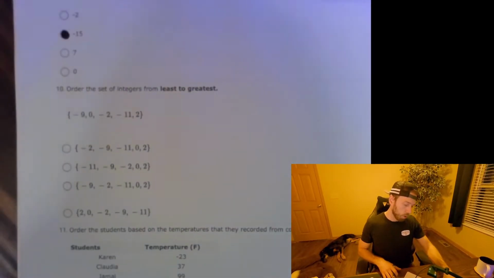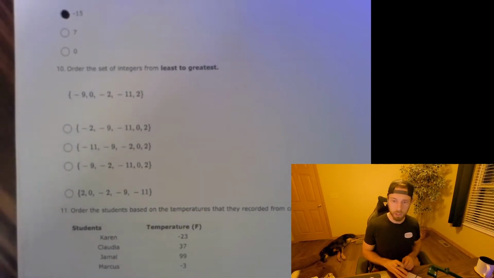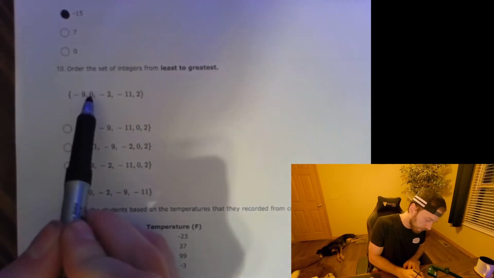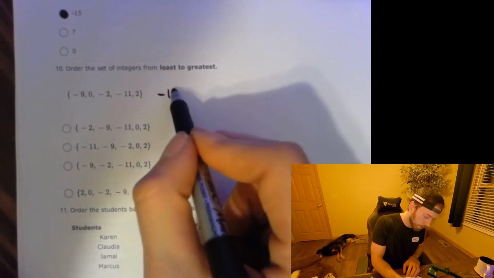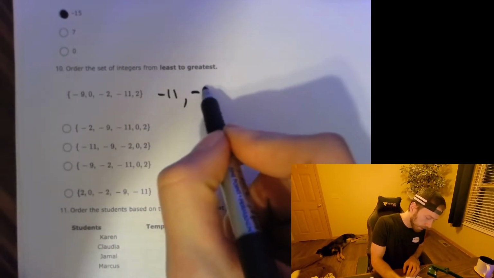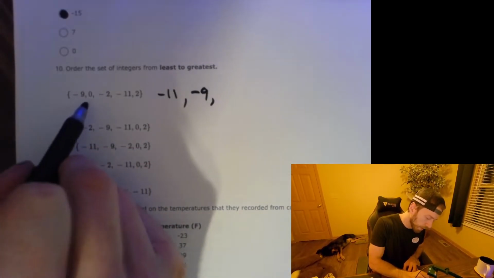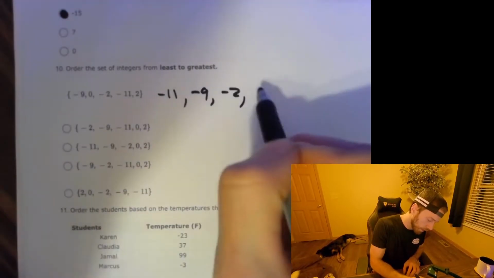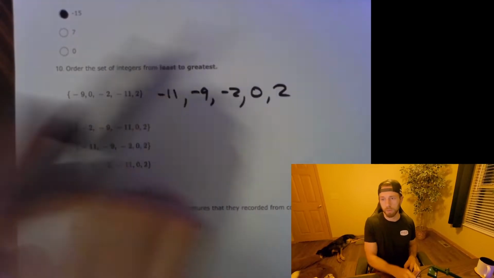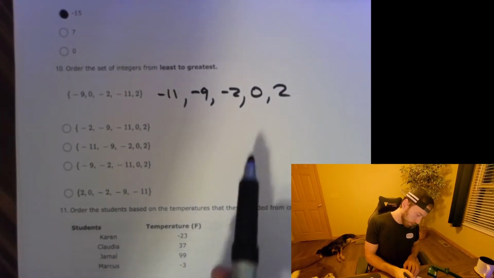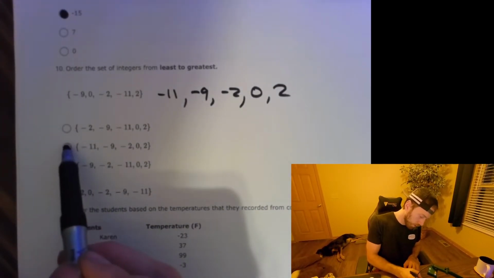Number 10. Order the set of integers from least to greatest. And we got -9, 0, -2, -11, and 2. The smallest number on here is -11. The next is -9. And going up, the next one's going to be -2, and then 0. And the biggest number in this list right here is 2, right? If we were going from left to right. So we're looking for this one right here.